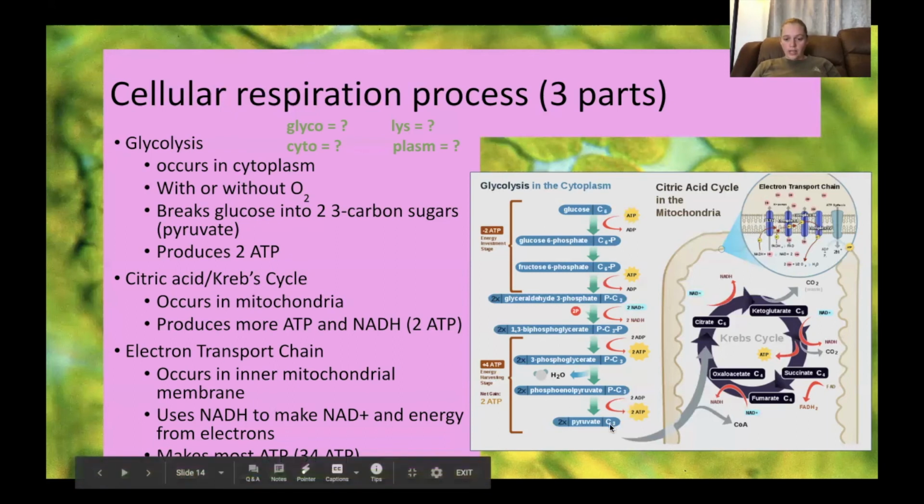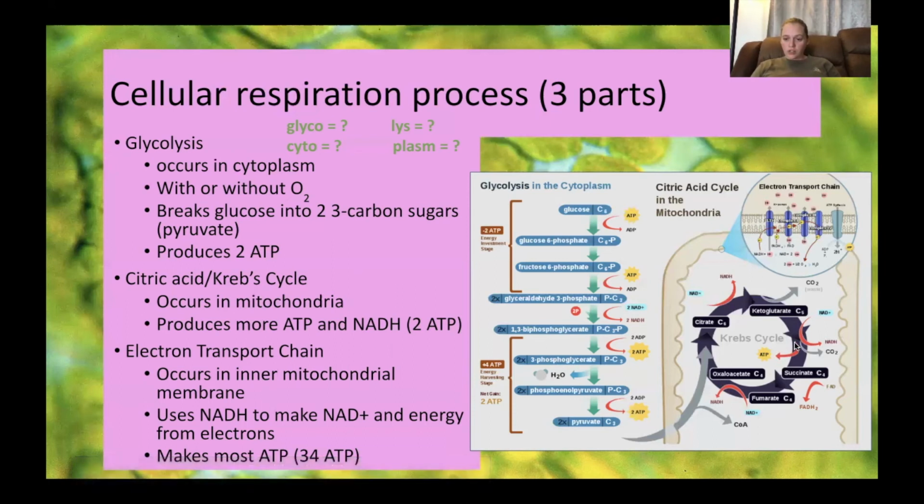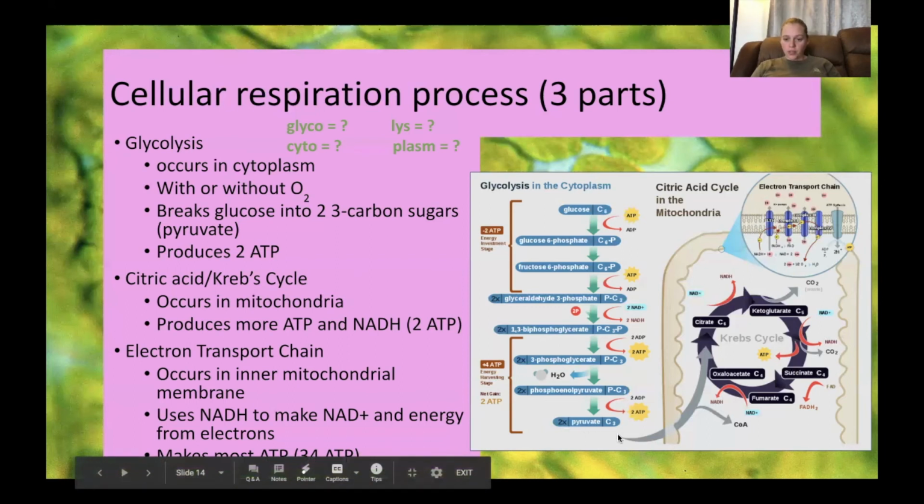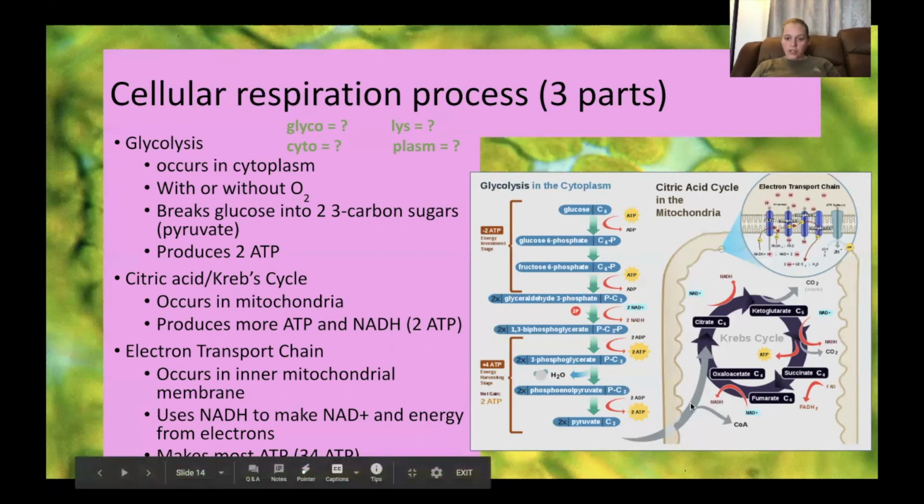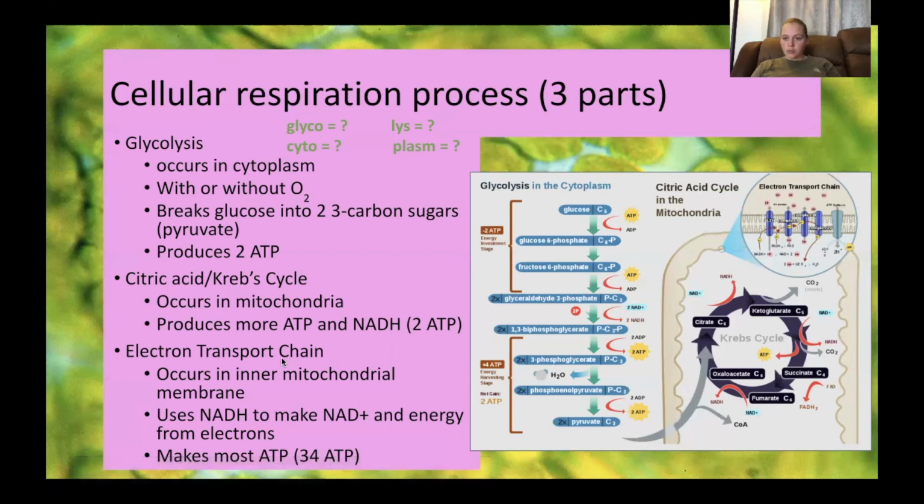Now, once we have this 3-carbon pyruvate molecule, it's going to go into the mitochondria and go through the Krebs cycle. Now, the Krebs cycle is going to generate 1 ATP for each pyruvate, and we have 2 of them. So the first one comes in and we get 1 ATP. The second one comes in and we get another ATP for 2 ATP. We're also creating this other energy carrier called NADH. And this NADH is going to be used in the electron transport chain, which is in the mitochondria's membrane.